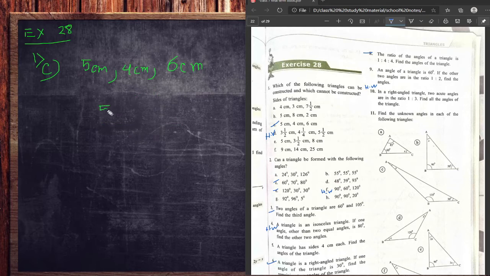But all you have to do is add the first two. As you can see, it is giving you 9. So which is greater than the third one, right? So that is why the triangle is possible.